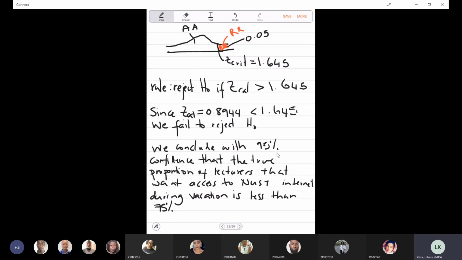Okay, so here what I want to see is your 95% confidence or 5% level of significance, and what that means, or 75%, less than 75% of NUST lecturers want access to the internet. Or you could also say the true proportion of lecturers who want internet access is not more than 75% at 5% level of significance. So that is also saying the same thing. Okay.